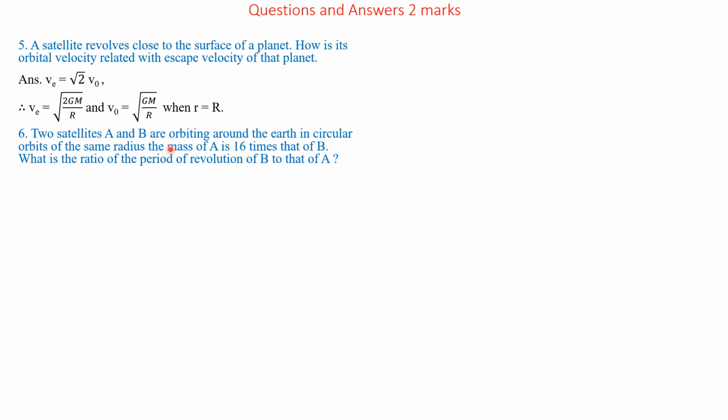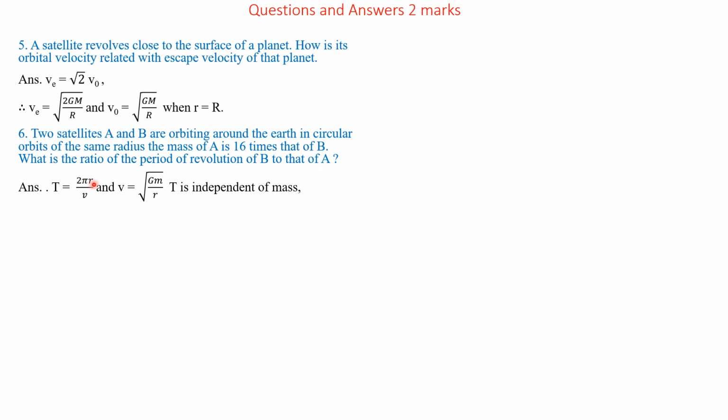Two satellites A and B are orbiting around the Earth in a circular orbit of the same radius. The mass of A is 16 times that of B. What is the ratio of the period of revolution of B to that of A? Please read the question again.